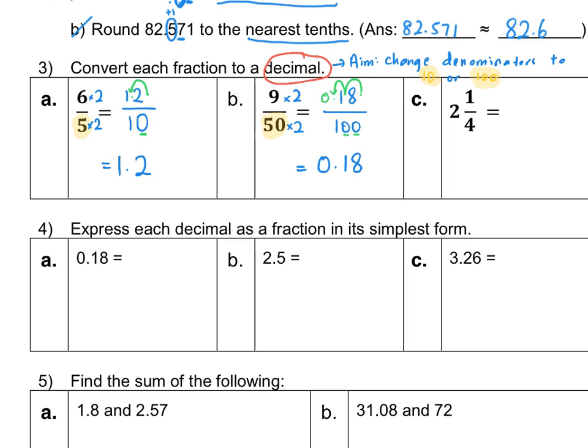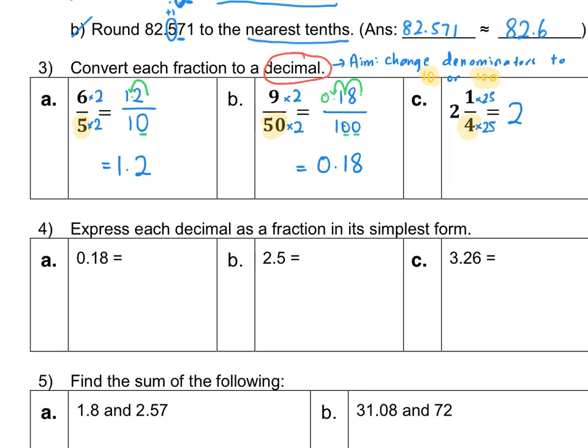C. 2 whole 1 quarter. Same thing, your denominator is 4. How do you change it to 10 or 100? Which one do you change it to? Change it to 100. 4 times what gives 100? 4 times 25. 4 times 25 gives you 100.